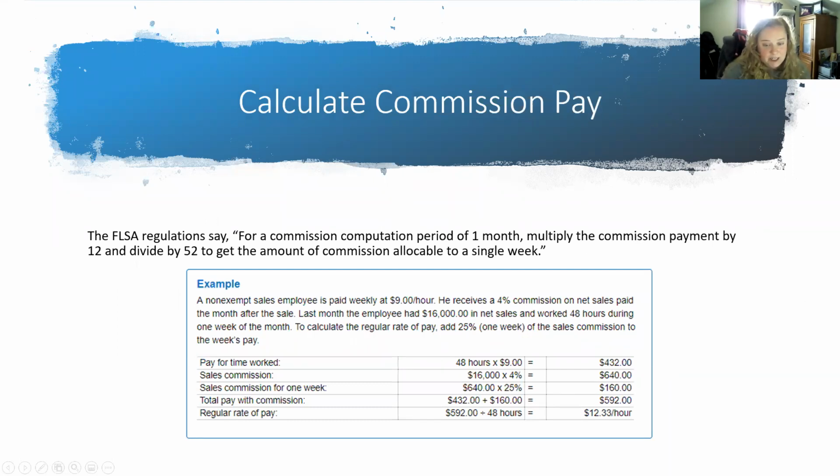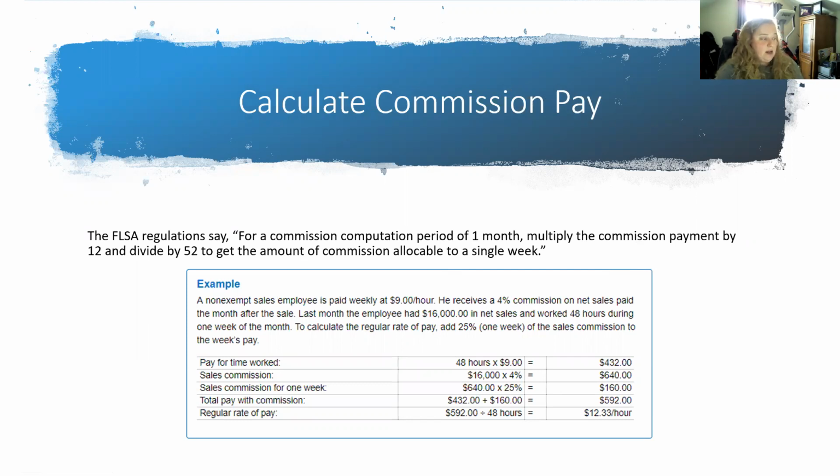Okay, so commission is another way that we have to calculate pay. FLSA regulations say that for a commission computed period for 1 month, multiply the commission payment by 12 and divide by 52 to get the amount of commission allocable to a single week.